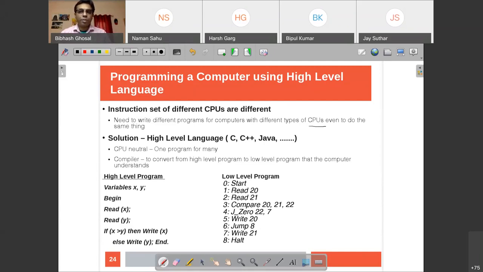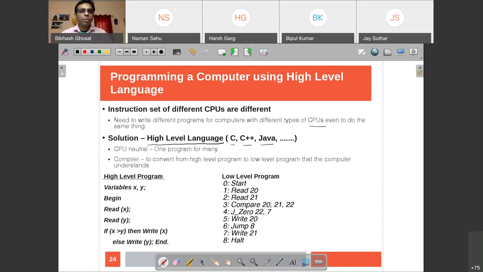Can we have a more simplified solution than that? The solution is, can I develop my program in a language which is independent of the CPU? That means I will not write it directly in the instructions of the CPU. I will write it in a more abstract way and then convert it into the instructions of the CPU. A language for that purpose is called a high level language. We have languages such as C, C++, Java, and so on, which are CPU independent, or should I say CPU instruction set independent.